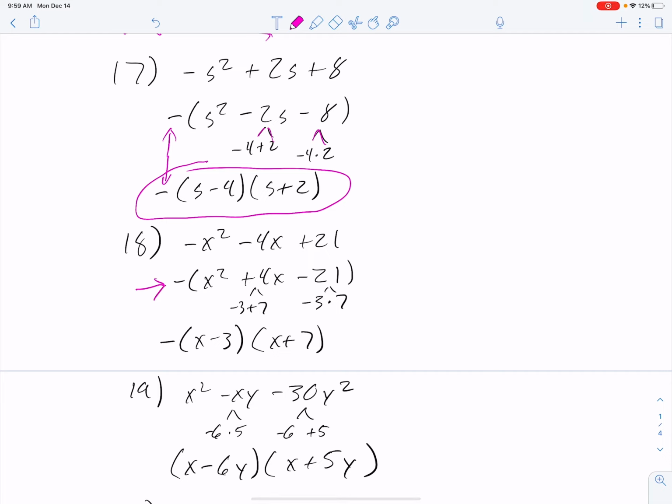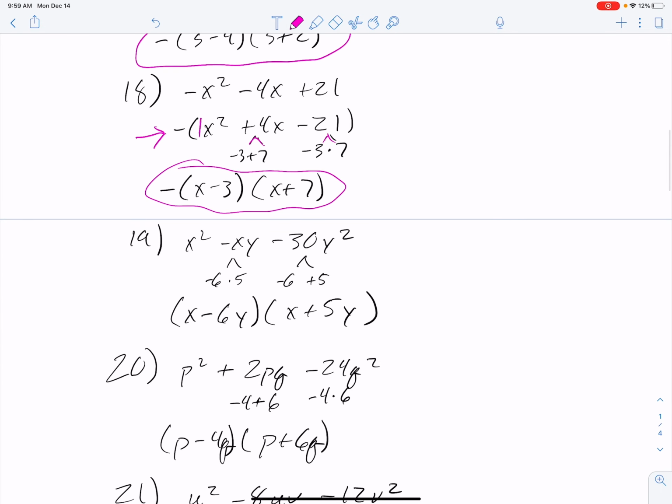Same thing's going to happen in 18, where I can factor out a negative 1 from every term. And now that my lead coefficient is just 1x squared, I can use the shortcut. So negative 3 times 7 is negative 21, but negative 3 plus 7 is 4, and so I've got my final answer.